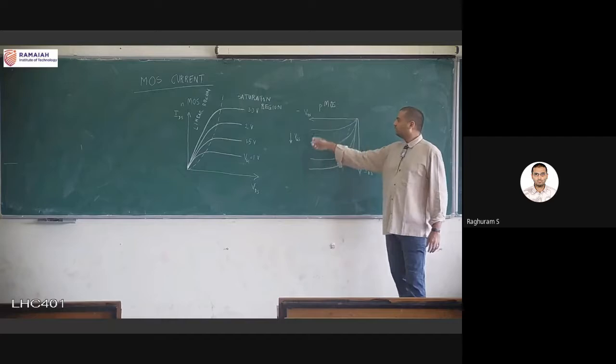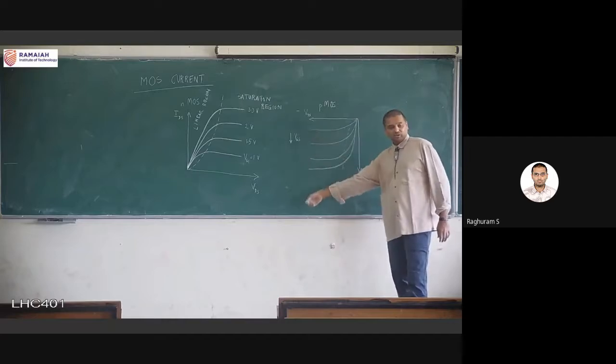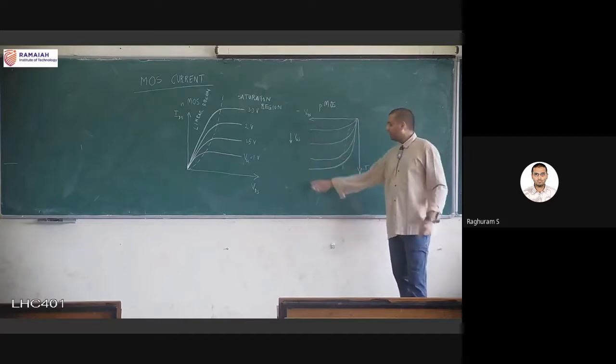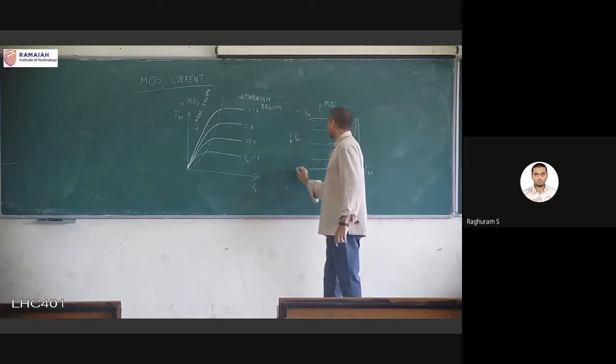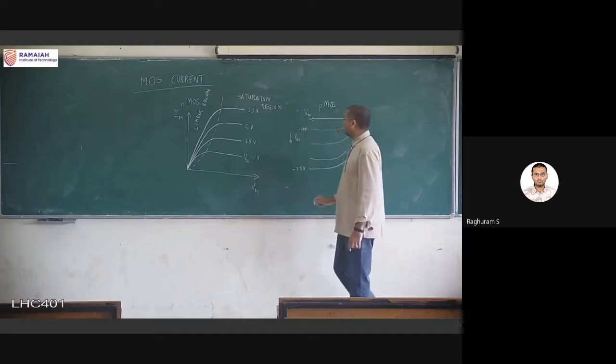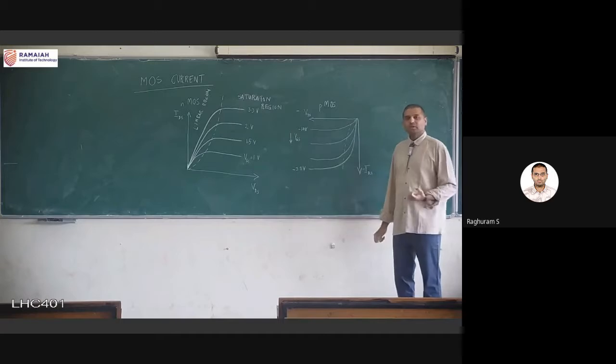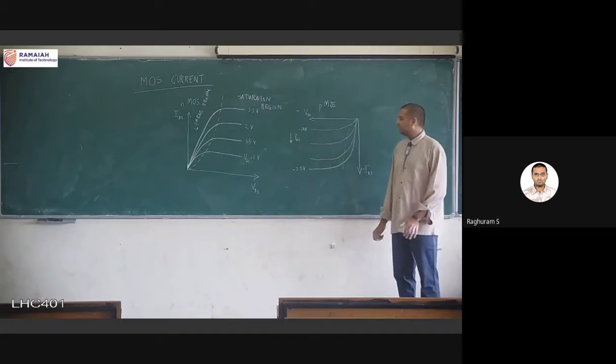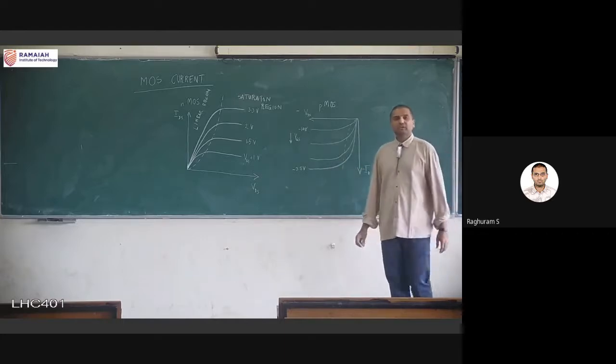Here also we see different curves as the gate voltage is reduced. For example, this might be minus 3.3 volts, and this might be minus 1.0 volts. So as the gate voltage becomes smaller and smaller, I can get more current. That is the first thing. The second thing here, can you tell me which side is linear and which side is saturation for the PMOS transistor?